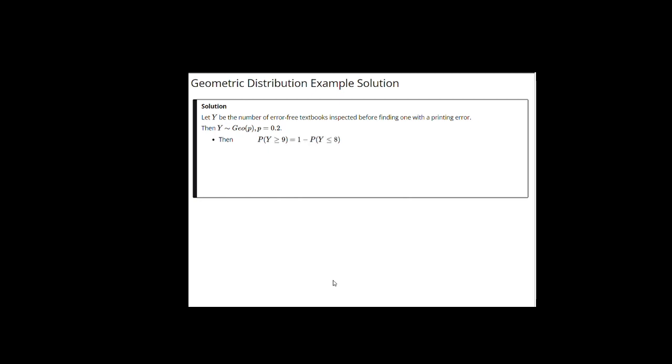That probability is 1 minus the probability Y is less than or equal to 8, which is 1 minus the sum of the probability function from y equals 0 up to 8, or (1 minus p) to the power 9. We could have known in advance that this would be the answer. The probability that we need at least 10 textbooks to be checked is the probability that the first 9 are all error-free. The probability any one textbook is error-free is 1 minus p. The probability that 9 in a row are is (1 minus p) to the power 9.